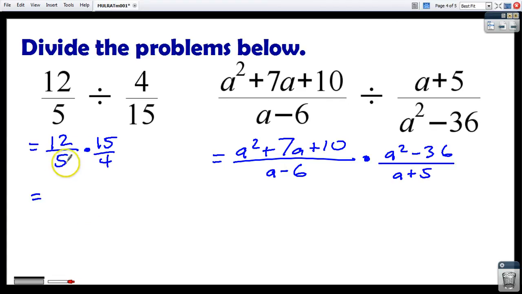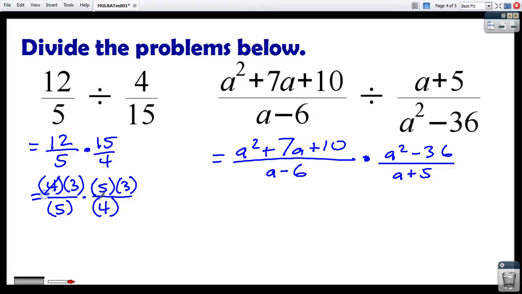So here, 5 and 15, well, 5 is a prime number. I'm going to leave it alone. 15 will break up into 5 times 3. Now I could break up 4 into 2 times 2, but I'm thinking 12 has a 4 in it. So the greatest common factor here is 4, not 2. So I can pretty much make this 4 times 3, and I'll just leave this 4 alone. There's no need to break it up into 2 times 2.